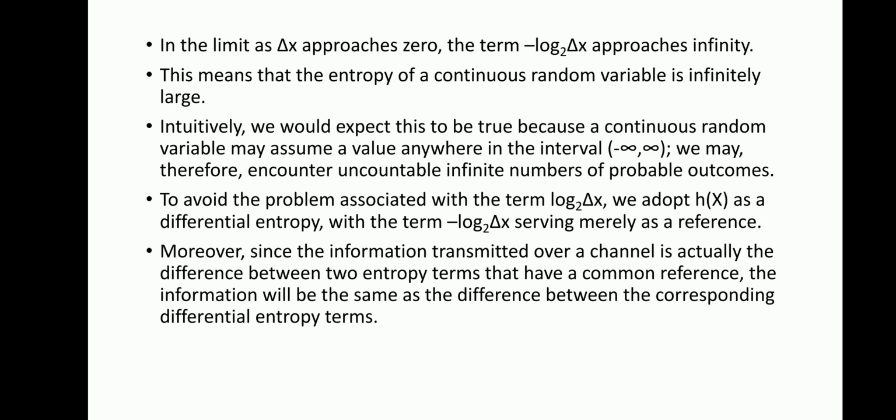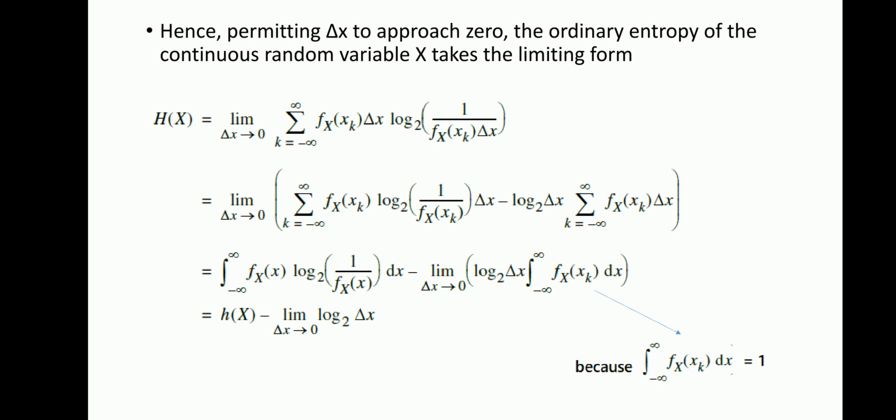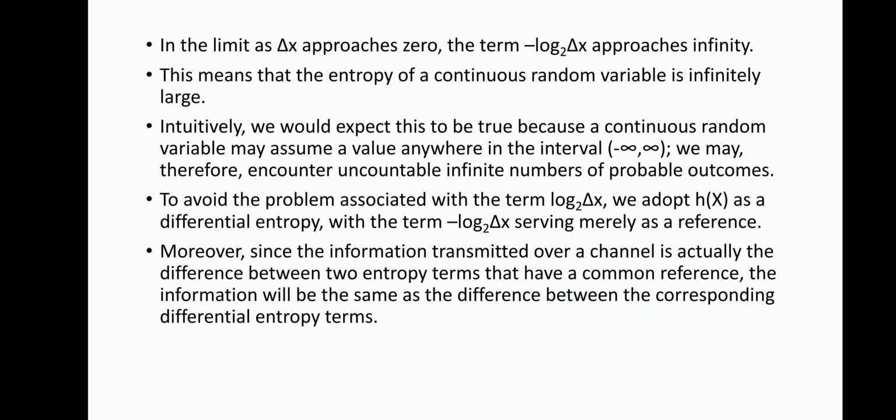We also expect that for a continuous random variable we can assign any value in the interval minus infinity to plus infinity. So to handle this uncountably infinite number of probable outcomes, and to avoid that problem, we take this log del x term as a reference term. So this h of x we take as the differential entropy, with the term minus log del x taken as reference.